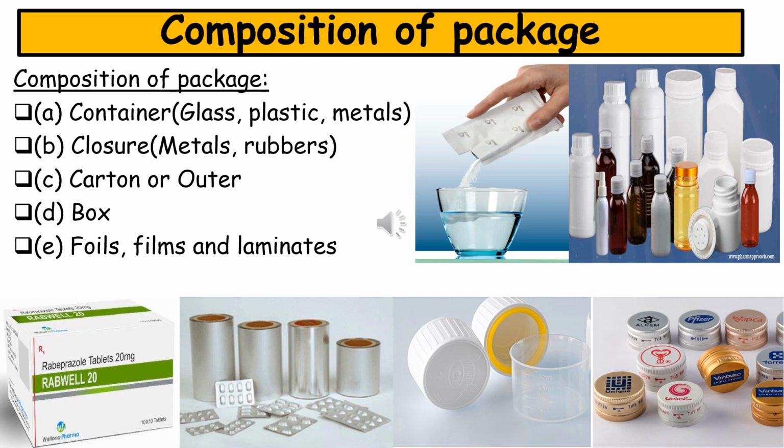Then carton is a small packaging box made up of paper board which holds the container like strip, blister and/or vials. Then boxes, in which multiple products or multiple cartons are packed, and these boxes are made up of thick cardboard. Then foils, films and laminates are used to produce pharmaceutical packages like blisters, strips, sachets, tubes, pouches, etc., by bonding together two or more layers of different materials like foil, paper, plastic and metal, thus giving a single packing structure.